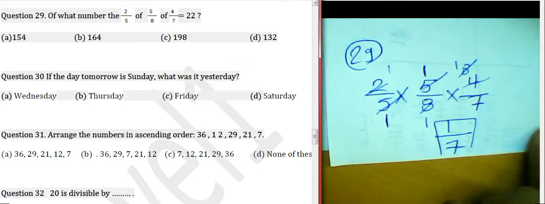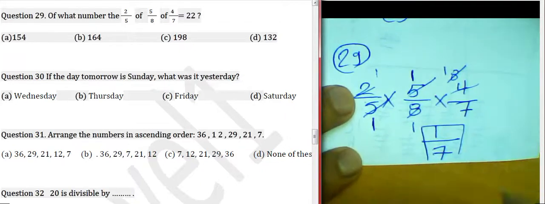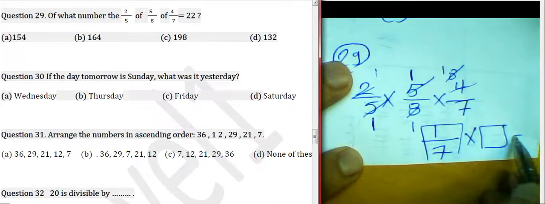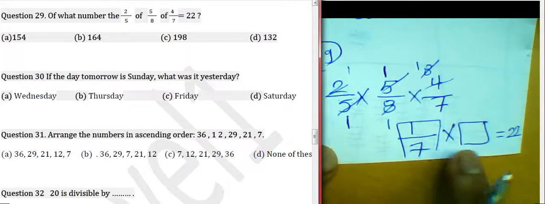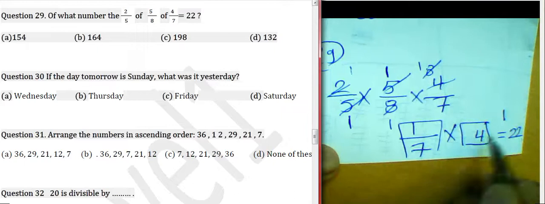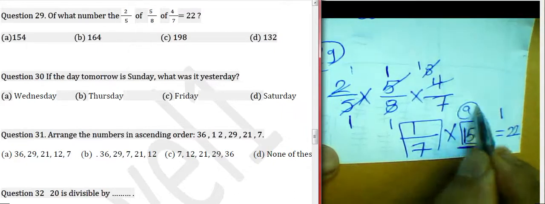Again, 2 over 5 of 5 over 8 of 4 over 7 equals 22 times a space. It's not clear. He asked about 1 over 7 multiplied by what equals 22. If you want to find this number, you must multiply 7 and 22. 7 multiply 22. 2 times 7 equals 14, write 4 and carry 1. 2 times 7 equals 14 plus 1 equals 15. Then you must write 154 in the space.